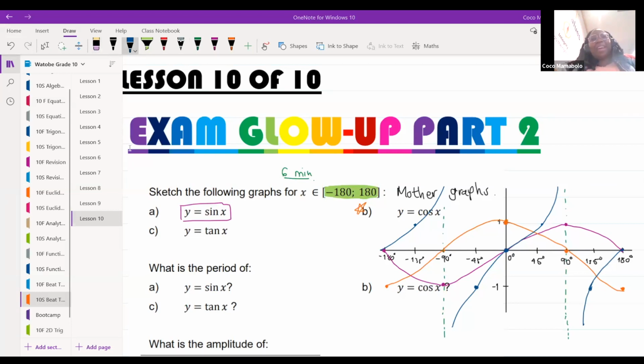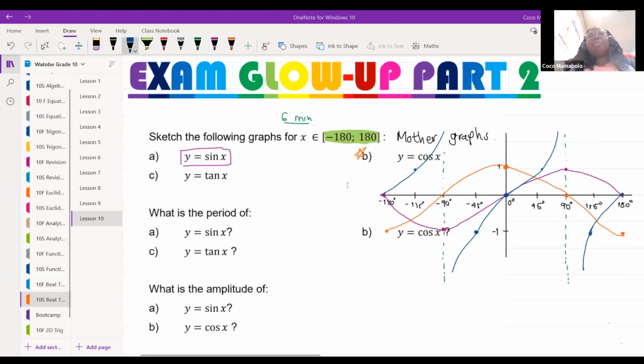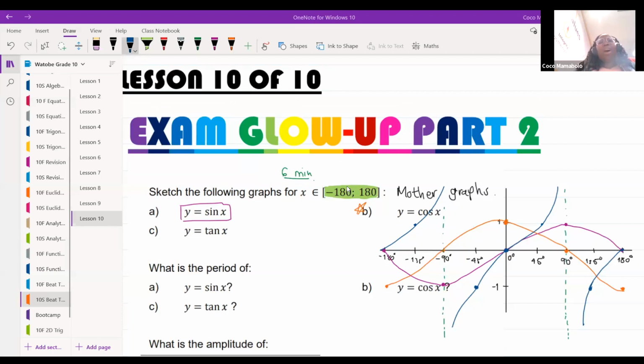Okay, let's look at the next couple of questions. These are just questions that we should know about any graph as we're looking at it. Okay, what is the period of y is equal to sine x? The normal graph, like the mother graph. Remember, we're talking about mother graphs here. What would the period of the mother graph of y is equal to sine x be, Jasmine?